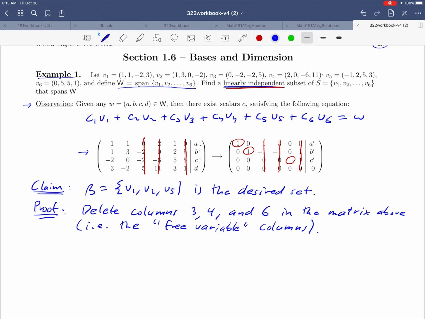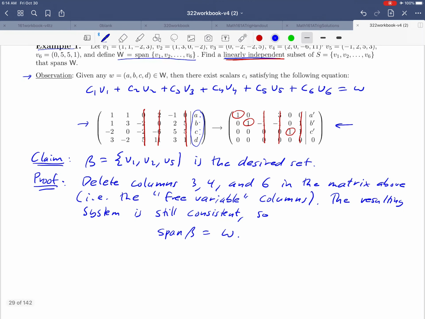Well, if we do that, then this system still has a solution. Even if we get rid of those 3 columns, it still has a solution. This is still a consistent system. We would discover that whatever vector we put over here for W, we can still find a solution to this reduced system. So that's our first comment. So the span of beta is still W. That's one of the 2 properties that we wanted to have.